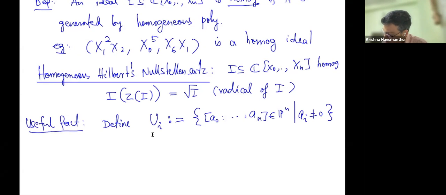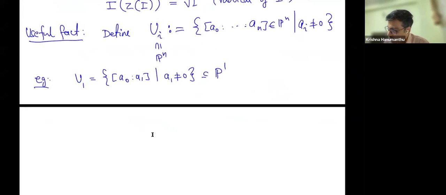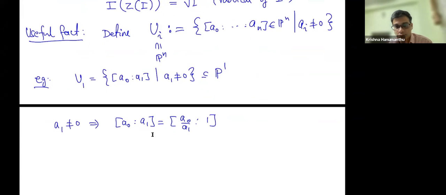For example, this is of course a subset of projective space. So example, U_1 inside P^1 will be (a0, a1) where a1 is non-zero, right? And if you think about this, if a1 is non-zero, this implies I can rewrite this, because inside the projective space, I can always multiply a point by a non-zero scalar. I'll multiply by a1 inverse, which I'm allowed to do because a1 is non-zero.